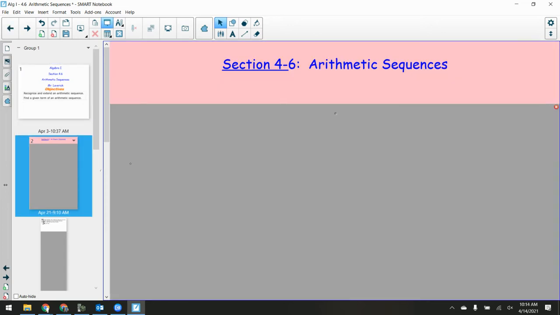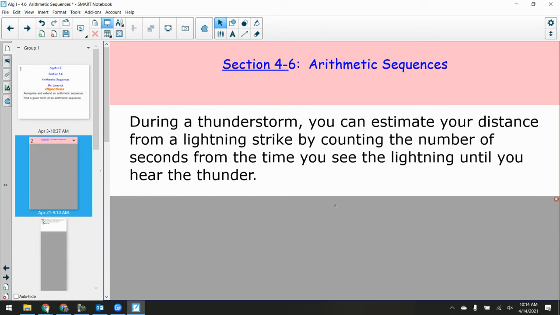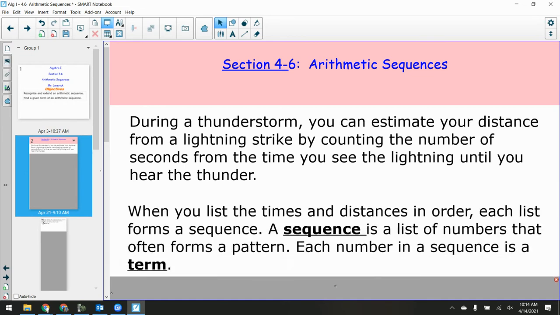Arithmetic sequences. Now, we're going to start off the day by talking about this example. During a thunderstorm, you can estimate your distance from a lightning strike by counting the number of seconds from the time you see the lightning. You guys ever do that? It flashes, you can count, and based on the number of seconds, you can tell how far the lightning strike is away.